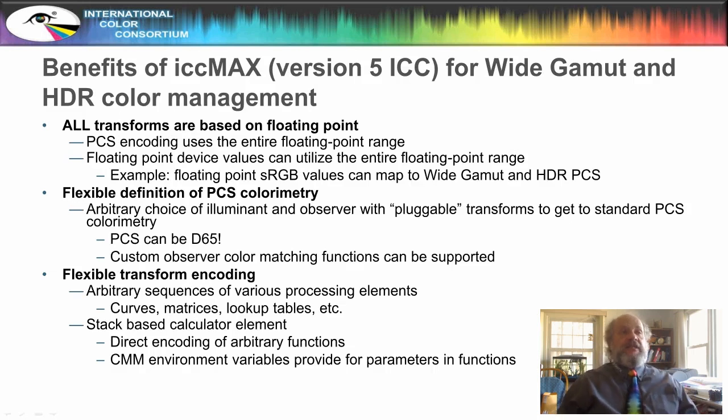Benefits of ICC MAX. People understand ICC color management, but for wide gamut and HDR color management, I see three specific areas where it can be a benefit. First of all, transforms are based on floating point. The PCS encoding uses the entire floating point range. Floating point device values can utilize the entire floating point range as well. An example would be a floating point based sRGB profile that could map to a wide gamut and HDR PCS, where the values between 0 and 1 correspond to normal sRGB, and values that go outside that range would map to HDR PCS values that go outside that range.